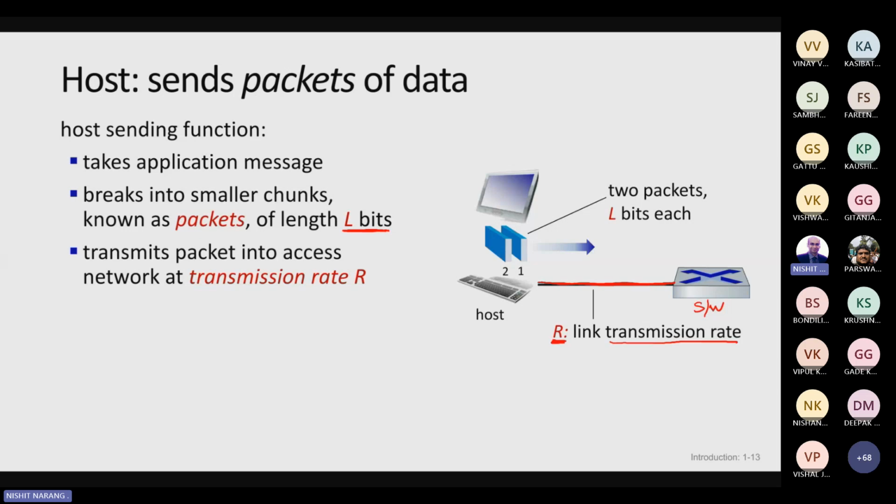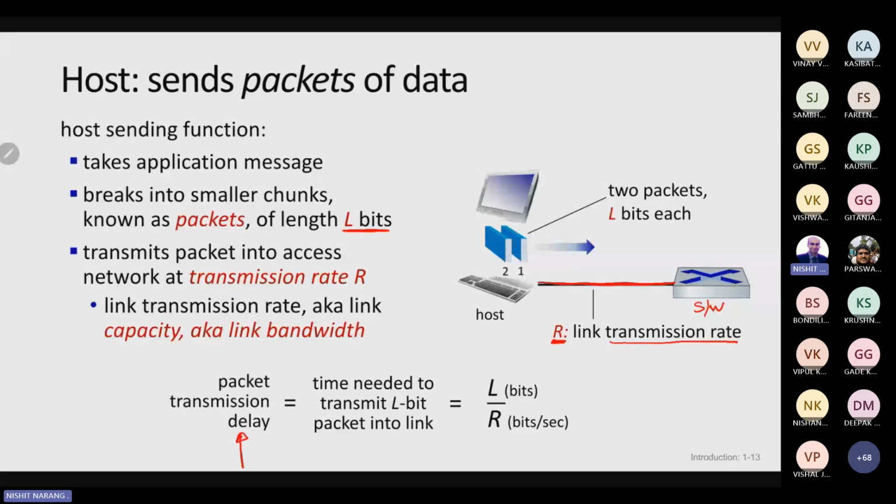What is the amount of time the host will take to transmit this packet onto this communication link? That is what we call the packet transmission delay. So understand this. I have L bits of data, and I have an outgoing communication link. As I explained in the last class, that outgoing communication link has some link bandwidth, which is treated like the thickness of that pipe.